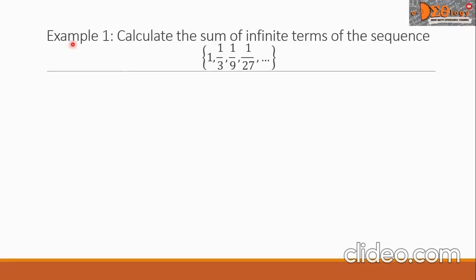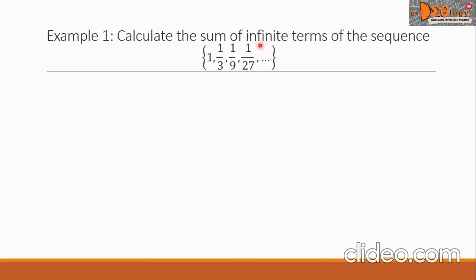Let us have examples. Example 1. Calculate the sum of infinite terms of the sequence. The first term is 1. Second term is 1/3. Third term 1 over 9. And fourth term 1 over 27. So on and so forth.